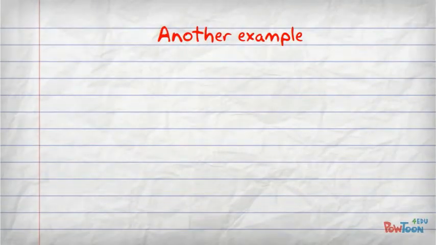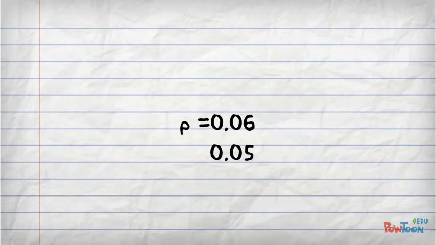In the next example, we've got 0.06. So the 0 is the same as 0.05, so we move to the next, and once again to the next, till we see that 6 is bigger than 5.